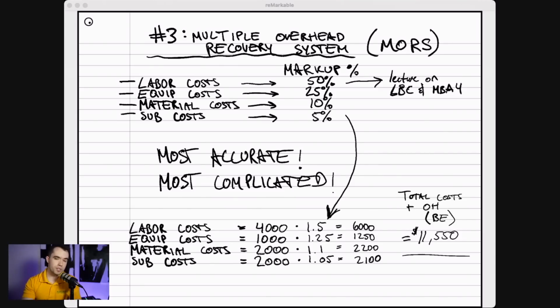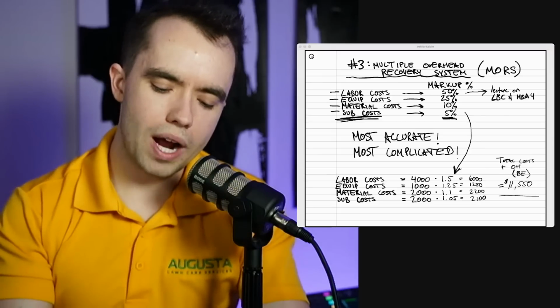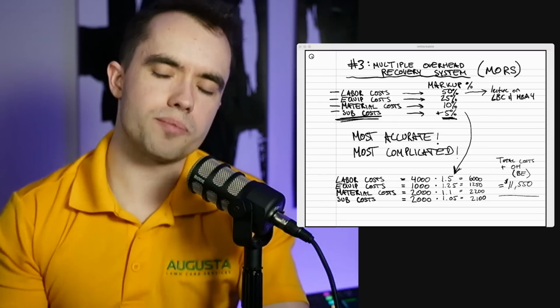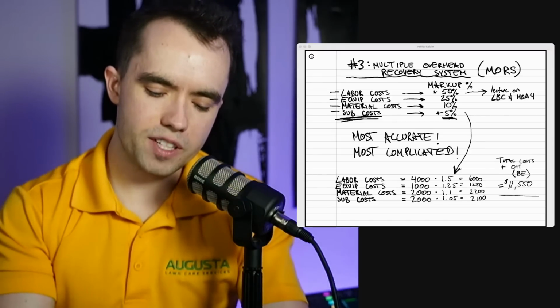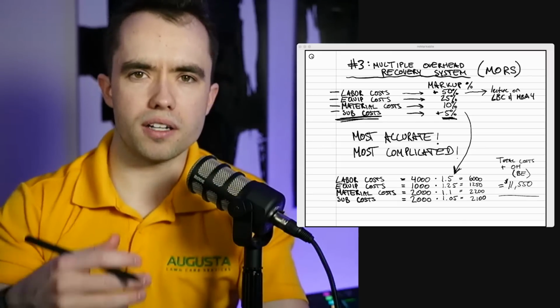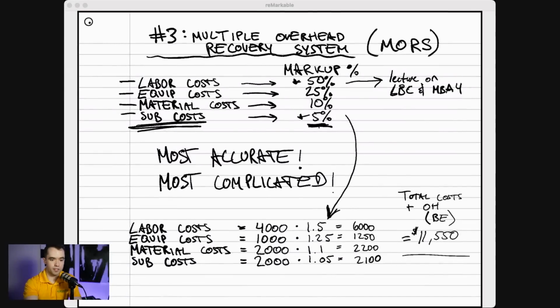Now, I'm going to use 50% markup for labor, 25% markup for equipment, 10% for material, and 5% for your subs. Now, some people might be wondering, why do you have a 5% markup on subs and then you have 50% markup on labor? And it's pretty straightforward. Think about it. How much more overhead is it going to take you for sales and admin of doing the work yourself versus just subbing it out to a subcontractor and then taking over?